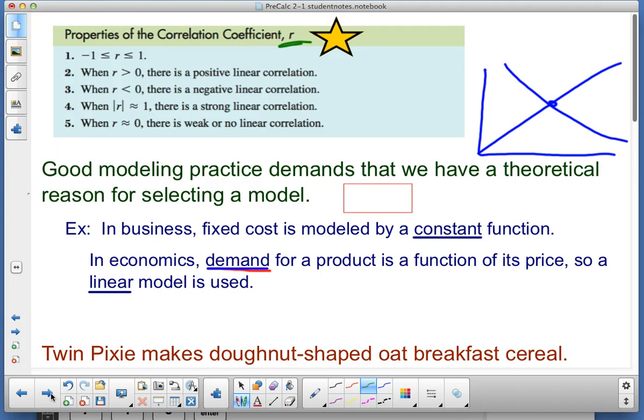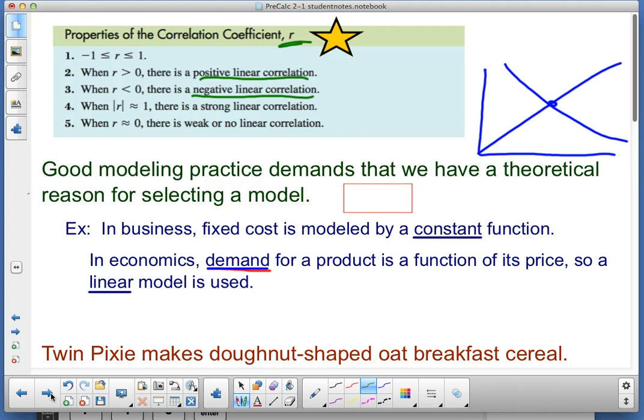Now when r is greater than 0, there's a positive linear correlation. When r is less than 0, it's a negative linear correlation. When I look at the absolute value of r, the closer it is to 1, the stronger the correlation. The closer it is to 0, the weaker the correlation.